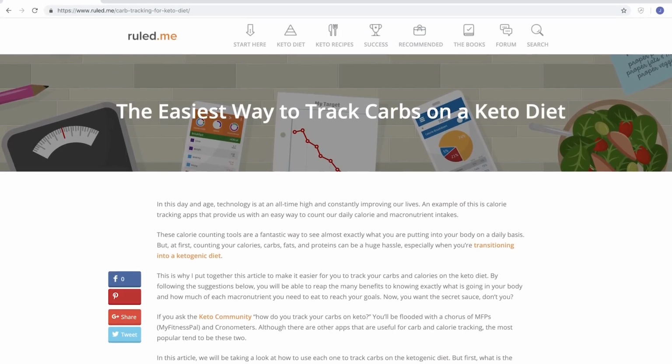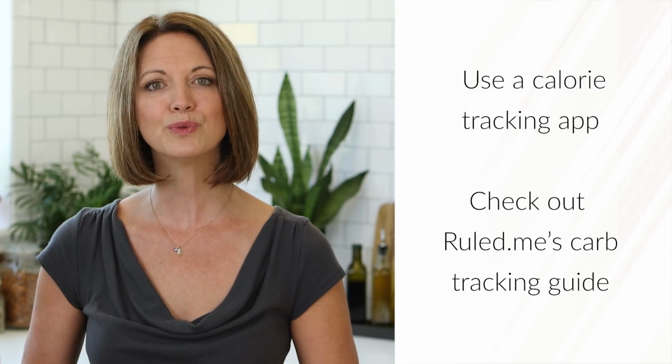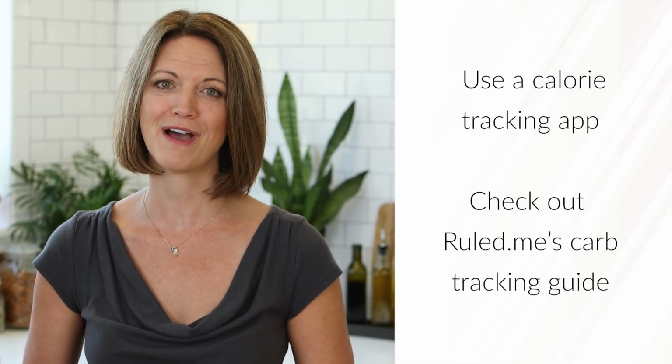These apps will need to be configured to suit the parameters of a keto diet, but don't sweat it. There's an article on RuledMe titled "The Easiest Way to Track Carbs on a Keto Diet" that will show you exactly how to do this. Each person's individual goals are different, so meal sizes and macros are not the same for everyone on a keto diet. That's why we do strongly suggest using a calorie tracking app and RuledMe's carb tracking guide to help you figure out the macronutrient content of your meals. Remember, it's a process. By tracking your macros, you'll be able to make the adjustments you need and fine-tune your diet to achieve your goals.